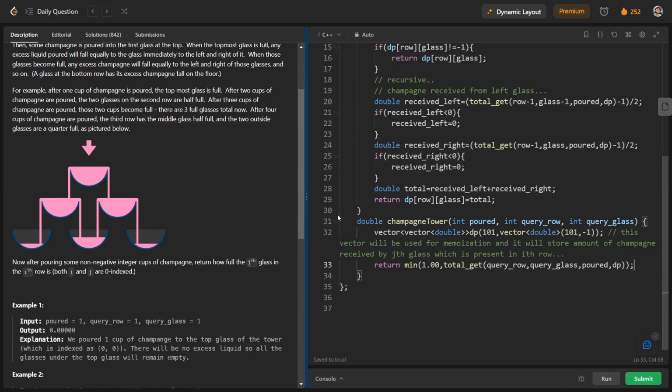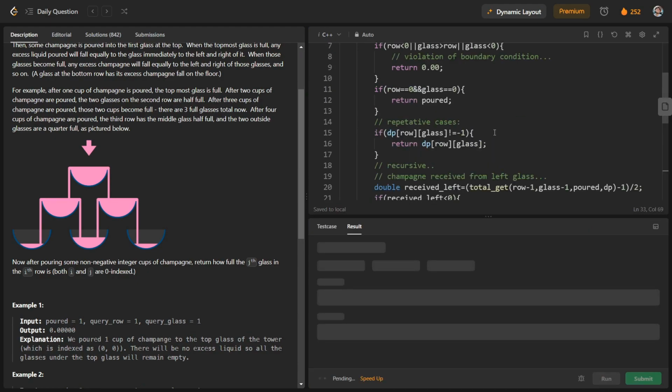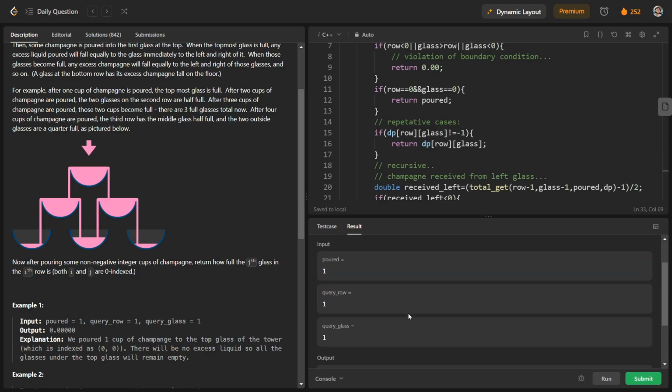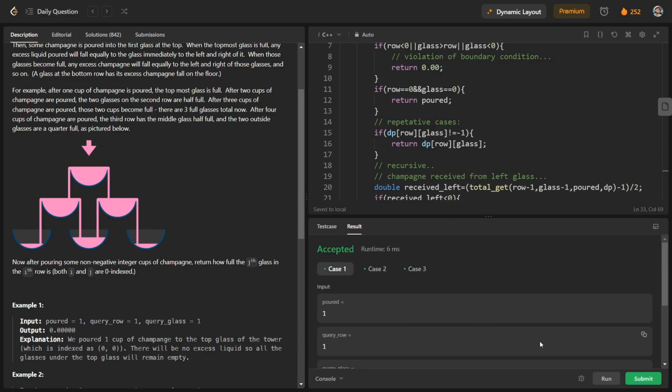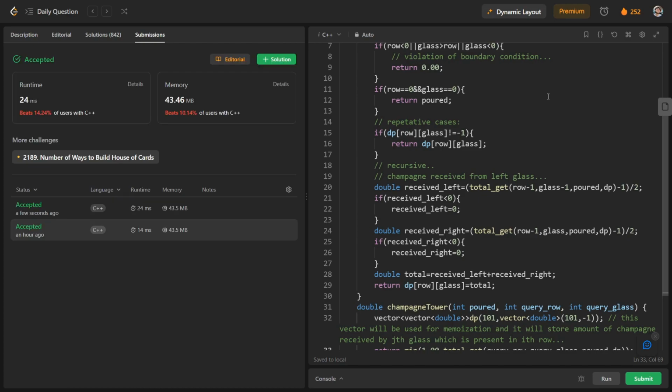Okay, so let us try to run this code. Let's see whether it will work or not. So yeah, you can see that all the cases are passing. So let us see for main cases. Yeah, all the main cases are also passing.